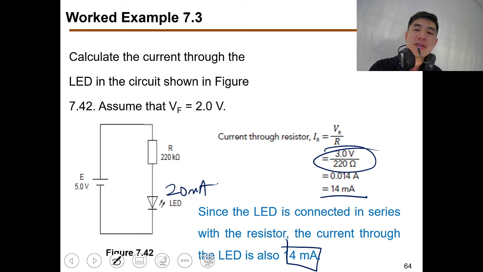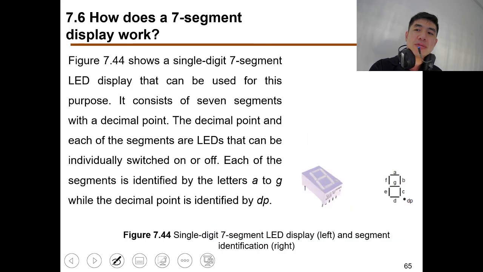Understand already? The current rating is 20 milliamps, right? This one is only 14. So now you realize how important the resistor is. Actually, 220 is a little bit too low. It must be at least 1K. With 1K, you guarantee that the milliamps won't exceed 20. Can you see 220 is at risk of exceeding, as it is only 6 milliamps away from the current rating. So just take note of that. Right, let's move on.